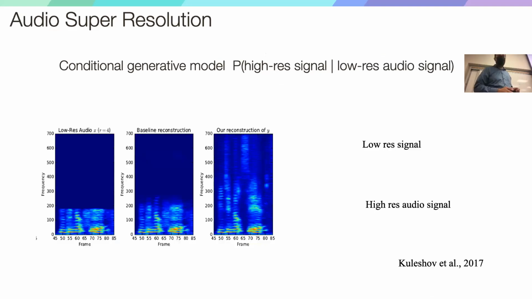Here's another acoustic example, which I cannot really play. But the idea here is that there's also super resolution for audio. So you can think of an audio signal as pretty much like an image in the sense that there is time, in other words, audio frames. And then for every moment in time, you have a spectrogram, right? And that's the vertical direction.